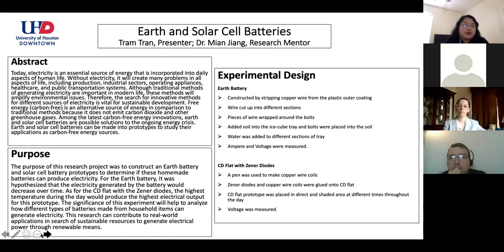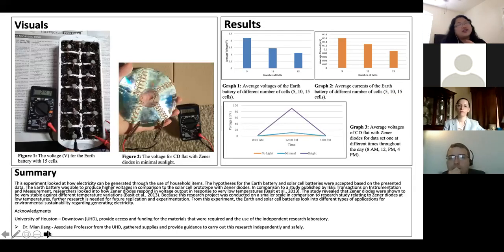As you can see in these two figures, figure one shows the construction of how I created an Earth battery with an ice cube tray. I used galvanized bolts, wrapped copper wire around them, and placed them into wet soil. The voltages and the currents were measured for this battery. The way the battery works is that the wet soil acts as an electrolyte solution to exchange electrons between copper and zinc. The exchange of electrons is how electricity can be generated.